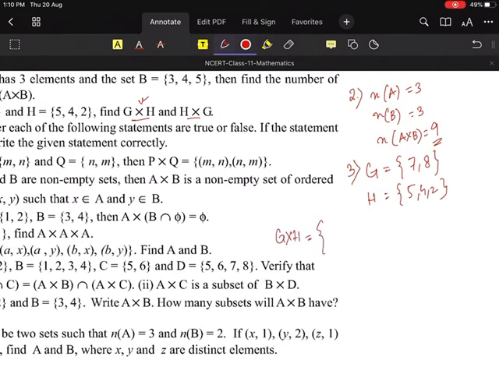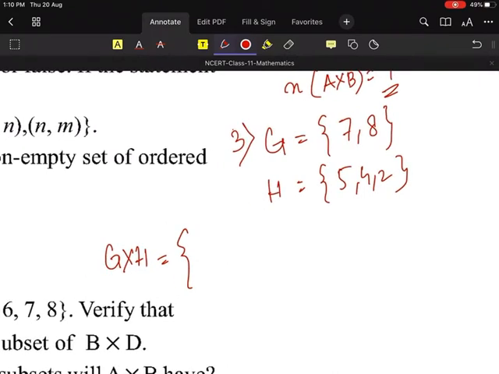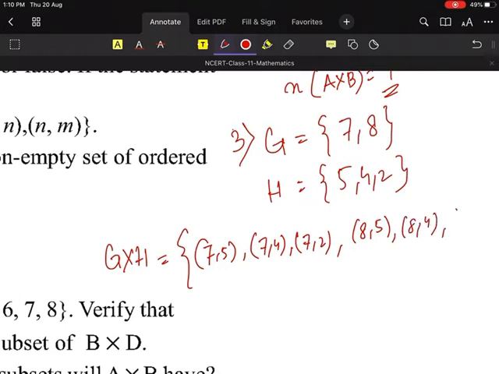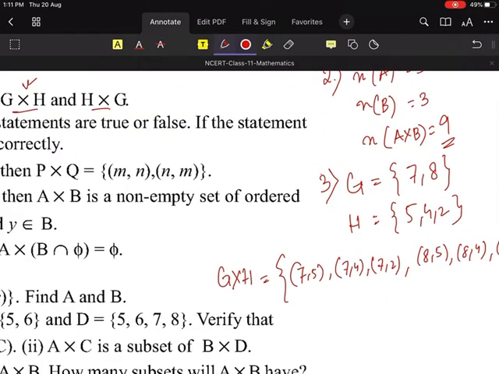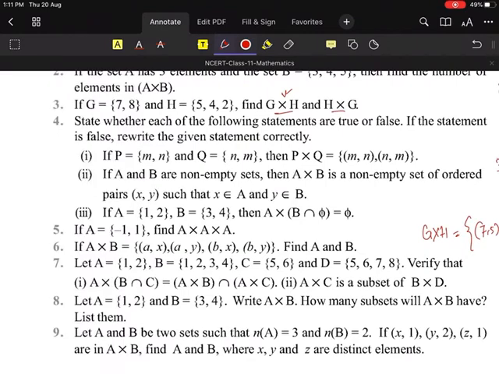G cross H will be a set of ordered pairs. Pick up the first element of G, that is 7. So it will be (7, 5), then (7, 4), then (7, 2). Then pick up the second element, 8: (8, 5), (8, 4) and (8, 2). At the end, just check how many elements we got: 6. The number of elements of G is 2 and of H is 3, so 2 into 3 is 6. So it is correct. G cross H is done. H cross G I am leaving for you to do. Okay, clear? So please do that.